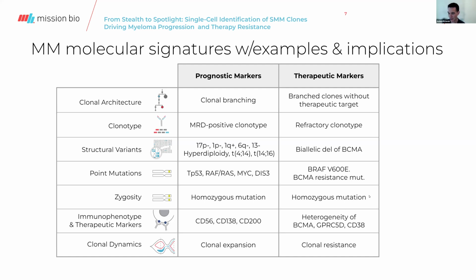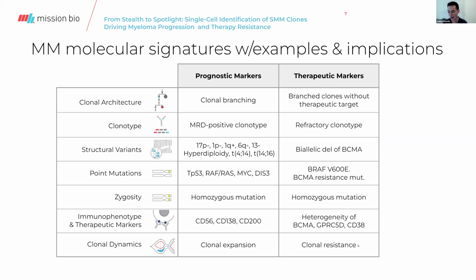Zygosity, a homozygous mutation actually might mean that it responds better to therapy targeting that pathway because of the reliance of that particular cell on this mutation to propagate. If you have heterogeneity of BCMA or GPRC5D or CD38, these are all therapeutic targets. That might mean that your therapy might not work as well if your assumption is that all of the mutants express these targets. And then lastly, for clonal dynamics, a therapeutic indicator of this is if you have resistance.